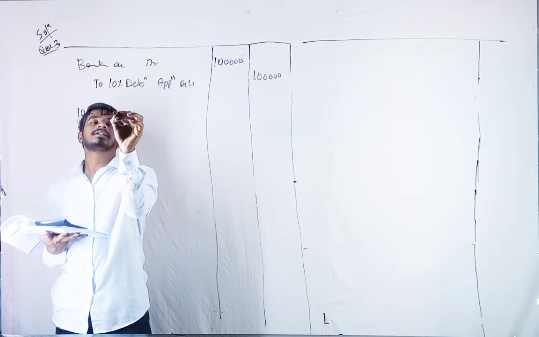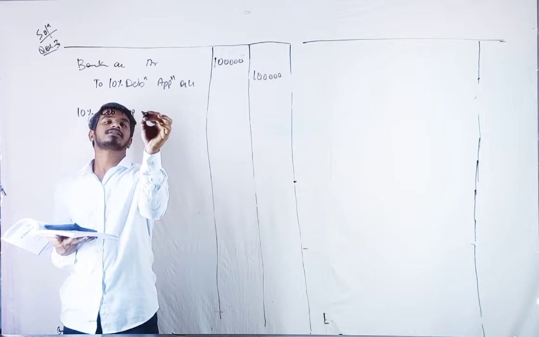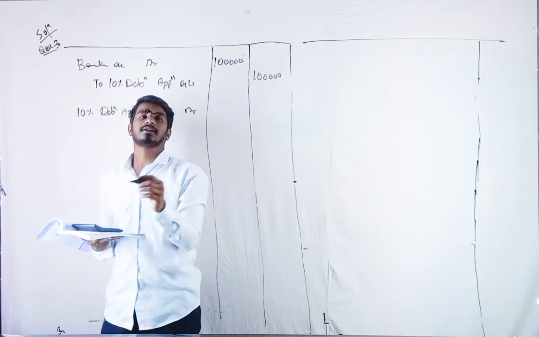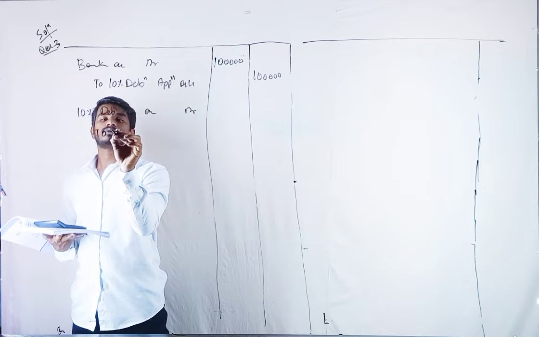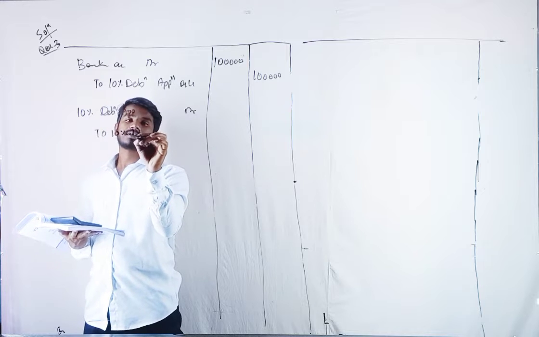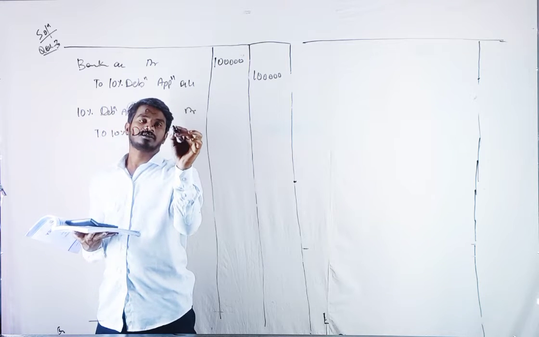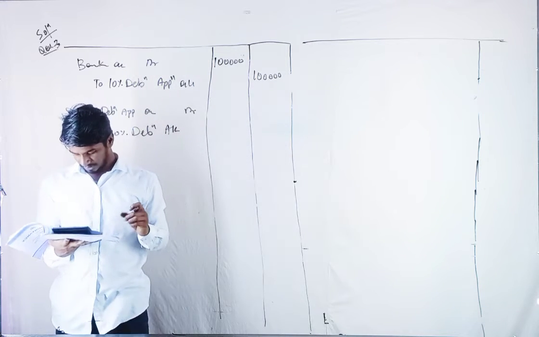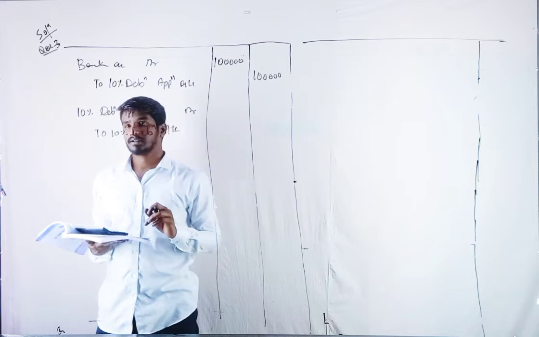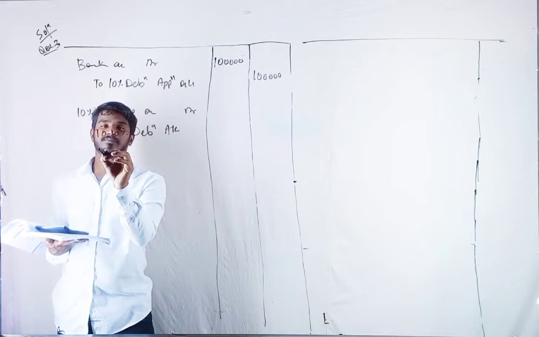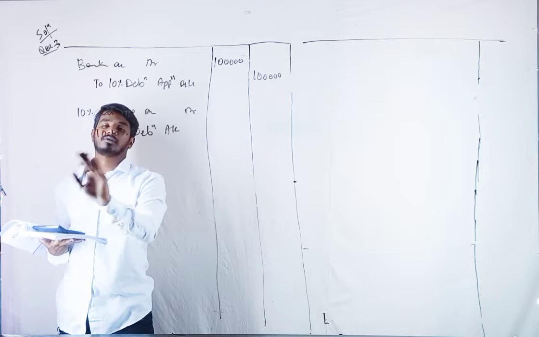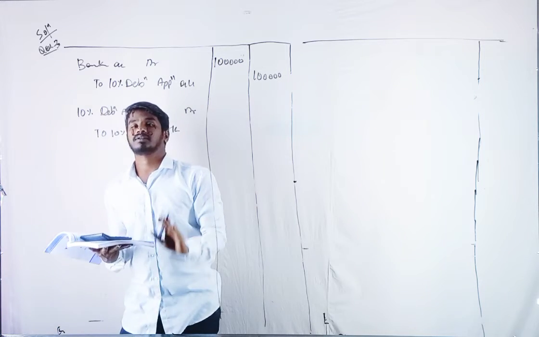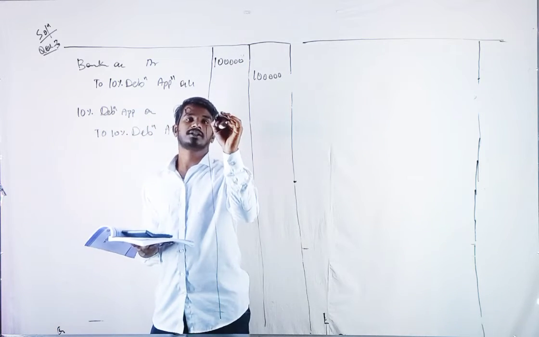Next, we'll transfer it to debenture account. 10% debenture application account debit to 10% debenture account. How much is it? One second, there is premium also. Sorry, I'm not doing allotment. To debenture account, it is 1 lakh.